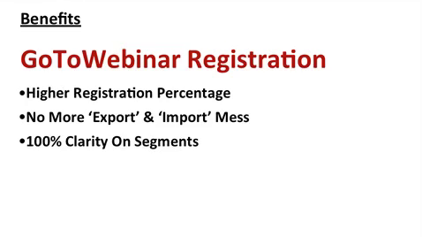These are the features. What are the benefits? We have found that we get a higher registration percentage if we use the one-click registration directly from the emails we send out. We have no more of the mess of exporting the existing GoToWebinar registrations and importing them back into Infusion to try to match tags and match audiences. You literally have 100% clarity on your segments. That means you know who is registered and who is not registered. Very, very easy, very, very clear. And of course, it means you have the information in your database already without having to worry about anything else.